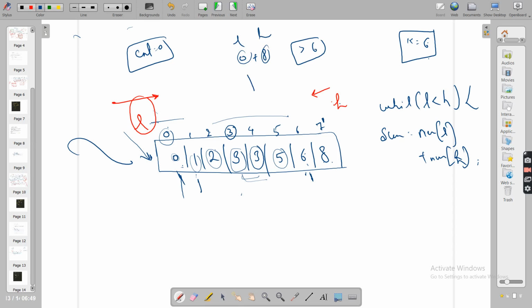Now see guys, if you increase L, which means L goes here to the right, the value will increase because this was in sorted ascending order. You know that what we were doing is either increasing L or decreasing H.